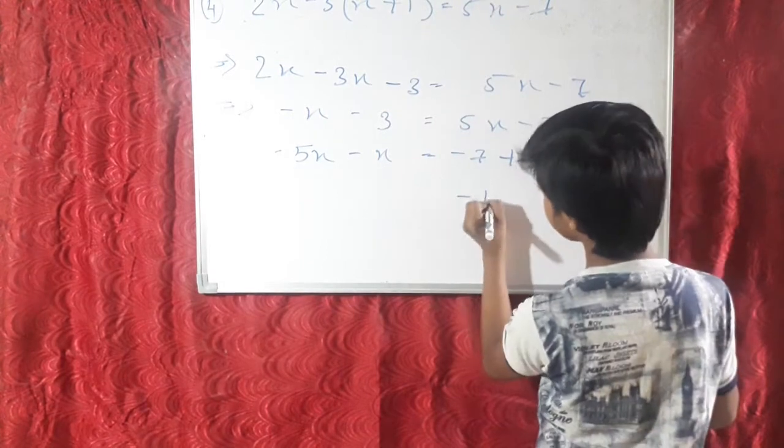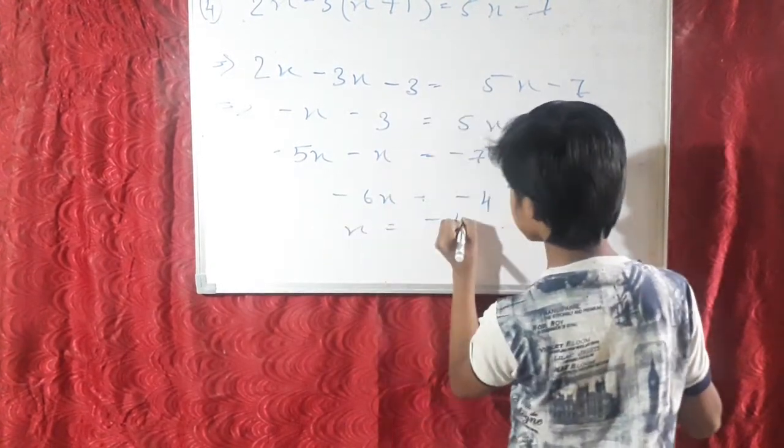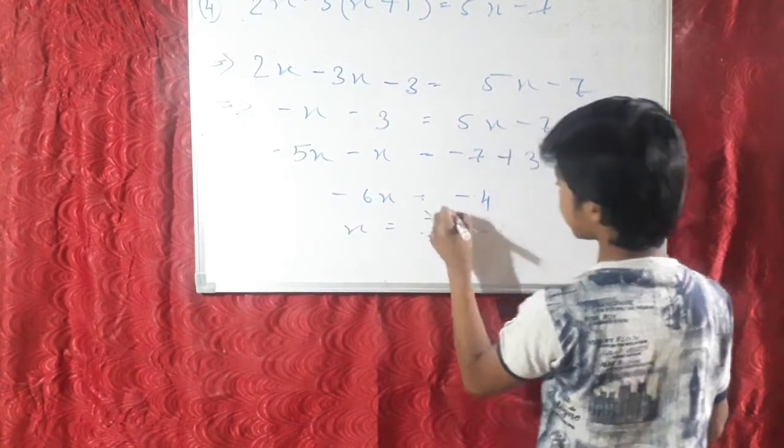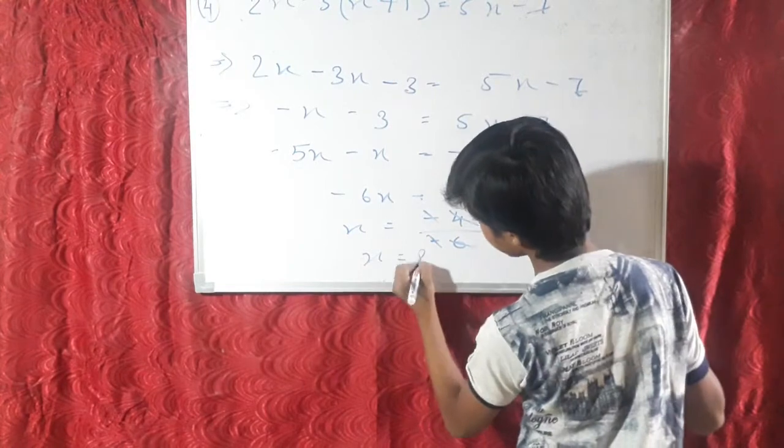It will be what? Minus 4 equals minus 6x, and x equals what? Minus 4 upon minus 6. The minus and minus cancel. 2 2s are 4, 2 3s are 6, and x equals 2 by 3.